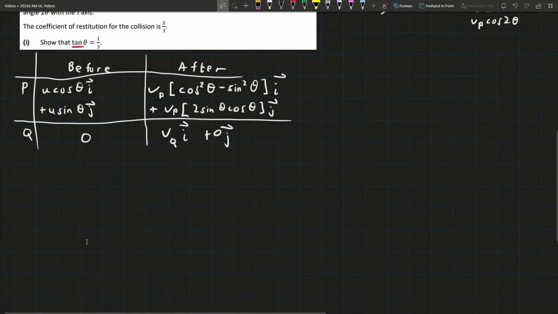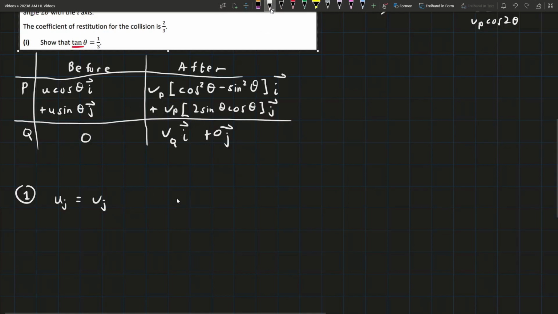So in any oblique collision question, we're using 3 facts. The first one is that the initial velocity in the J direction is equal to the final velocity in the J direction. So obviously it's not very interesting for Q. The initial velocity in the J direction is 0 and afterwards it's 0. But for P it's useful. It helps us to get a relationship between VP and U and stuff.